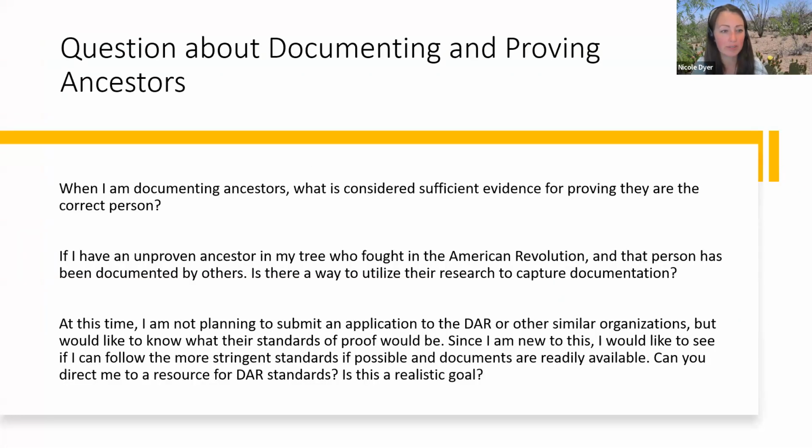Here's the full question. When I am documenting ancestors, what is considered sufficient evidence for proving they are the correct person? If I have an unproven ancestor in my tree who fought in the American Revolution, and that person has been documented by others, is there a way to utilize their research to capture documentation? At this time, I am not planning to submit an application to the DAR or similar organizations, but would like to know what their standards of proof would be.